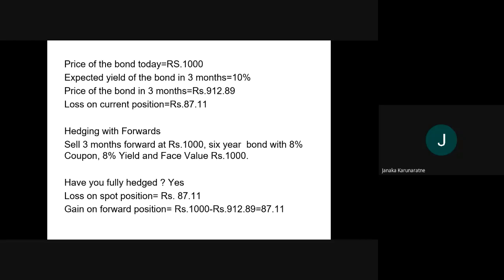So basically through the forward, you are not worried about the interest rate movement in the market. It could go up, it could go down. Now you know in 3 months' time, I will get my 1,000 rupees after selling this bond. So that is the advantage you have through this, because the profit in one market will offset the loss in the other market. Clear?